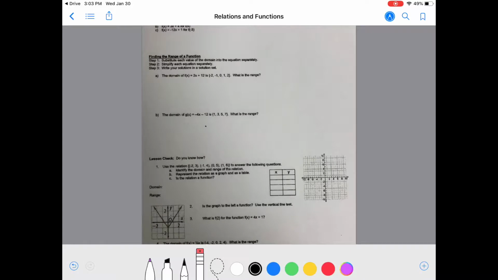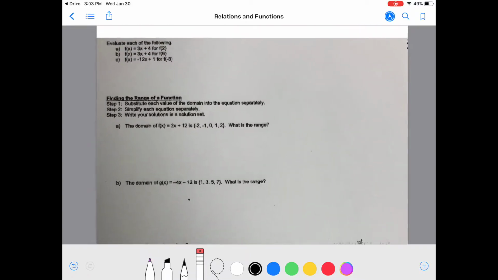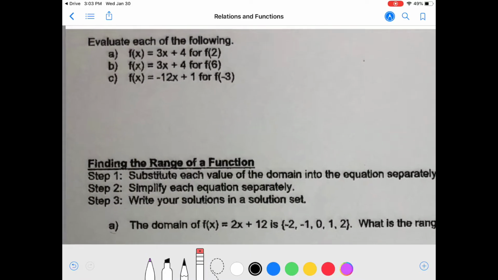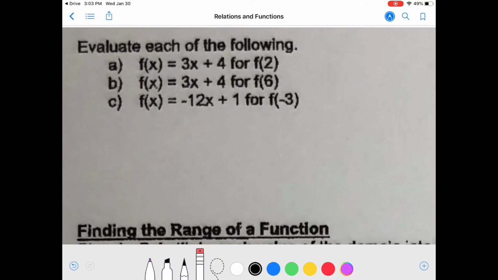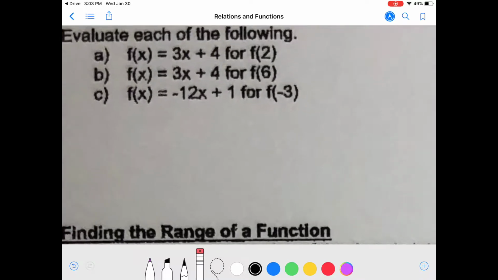So in this video, I'm going to go over the second part, or the second page, of the relations and functions. I'm going to do all of these in longhand so that you know how to do it regardless of if you have a calculator or not.